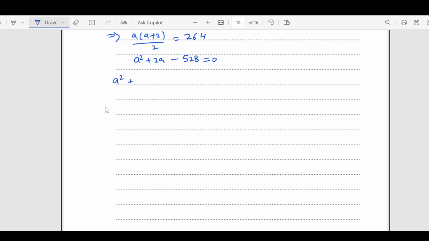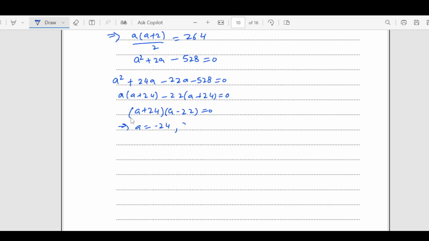A squared plus 2a minus 528. Taking the values here, 24a minus 22a, these are the factors. So a plus 24 is common, then a minus 22, so a plus 24 times a minus 22 equals 0. That gives us a as negative 24 and 22.